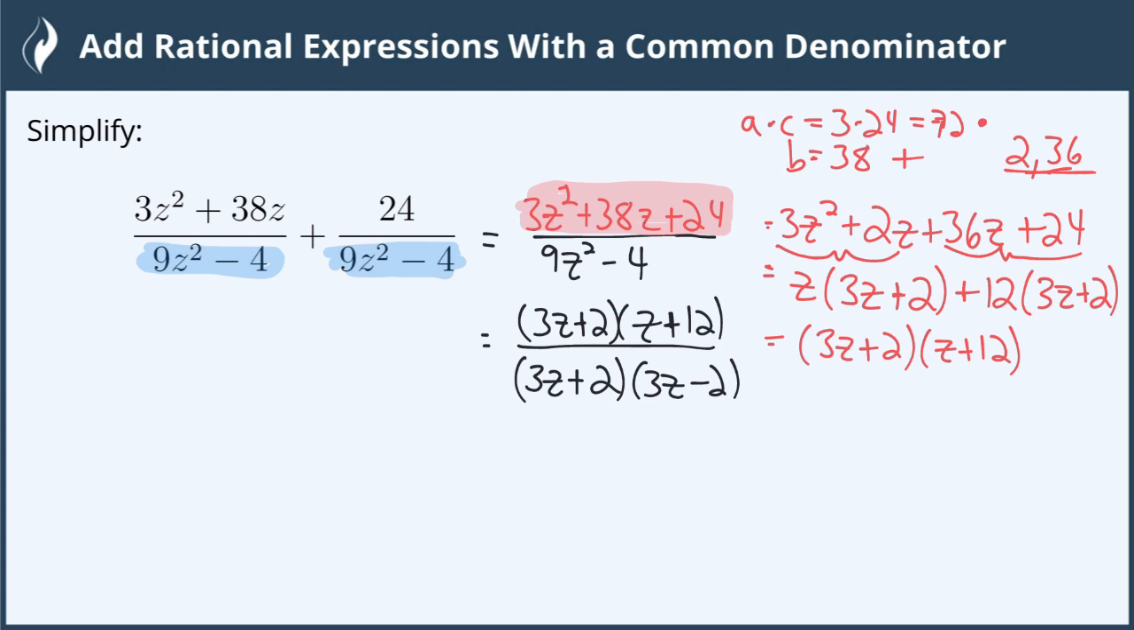What's delightful about this, of course, is that 3z plus 2 cancels on the top and the bottom, and that leaves us with just z plus 12 over 3z minus 2. And that is what we get when we have added these rational expressions and simplified the result.